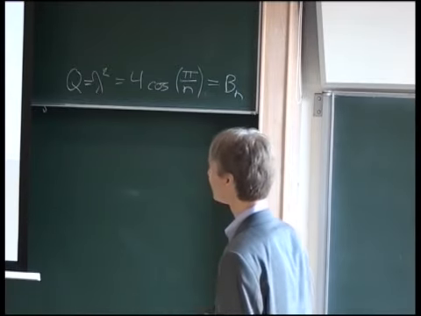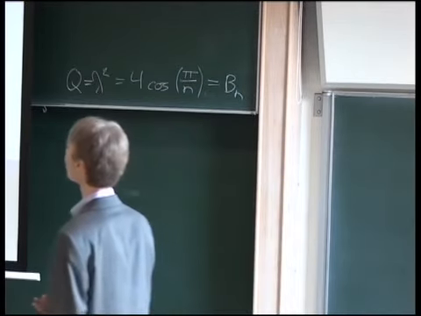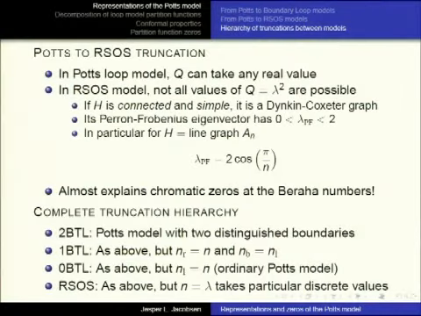So here is my complete hierarchy of models that I want to distinguish. So there's one called 2BTL, which stands for two boundary temporally leap. It just means a Potts model with two distinguished boundaries, like defined over there. One boundary temporally leap is the same thing, but with only the left boundary distinguished.